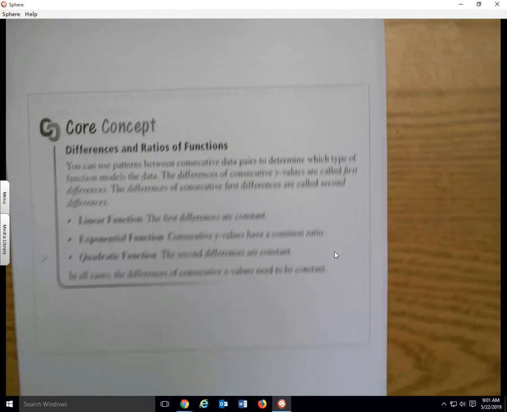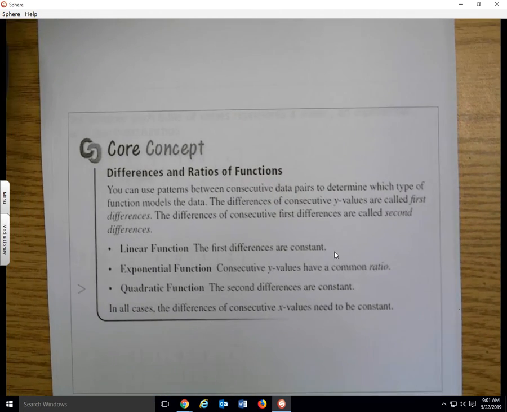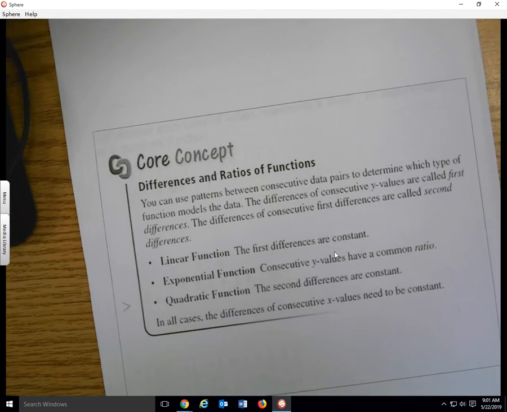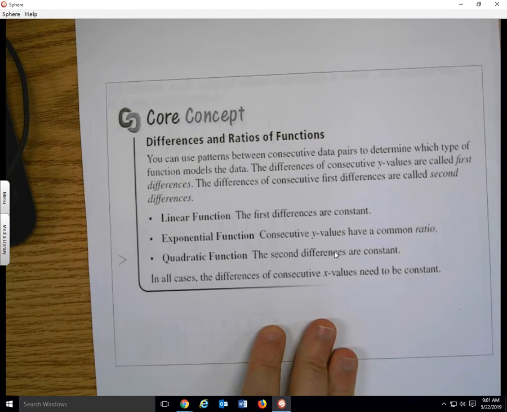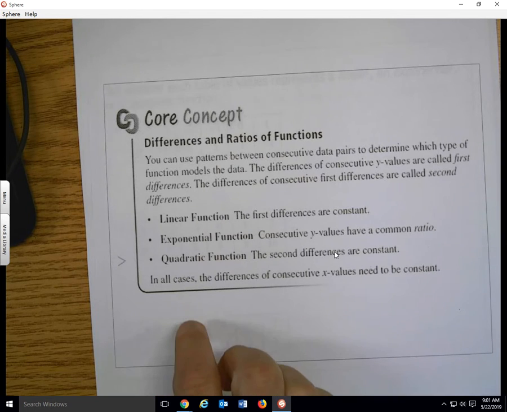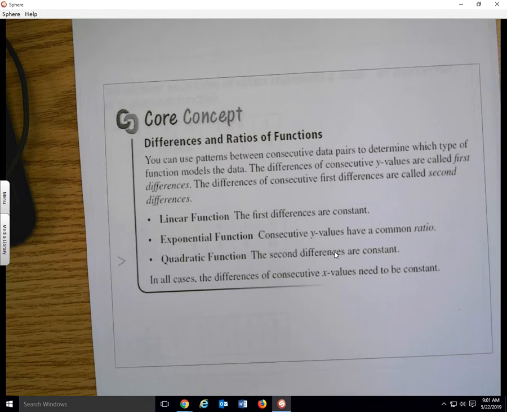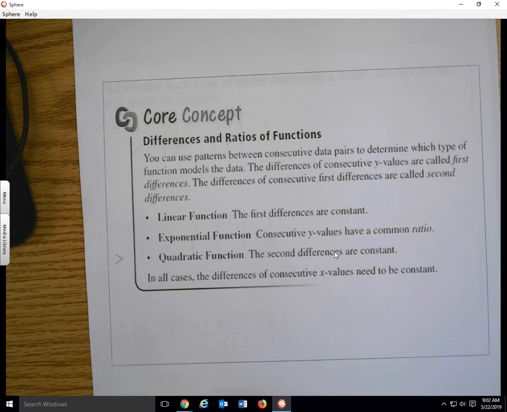Let's see if I can get this a little closer. Okay. So kind of just what I just read to you. This is from the textbook. It says you can use patterns between consecutive data pairs to determine which type of function models the data. The difference of consecutive y values is called the first differences. The differences of consecutive first differences are called second differences. Now that may seem confusing, but when I show you how to do it, it will make a little more sense.